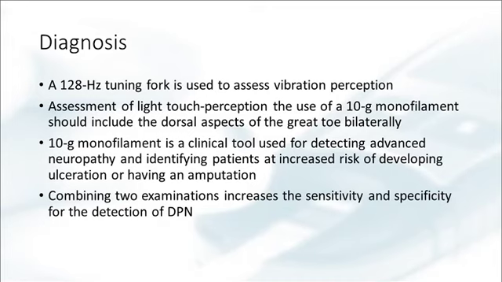The 10 gram monofilament is a clinical tool used for detecting advanced neuropathy and identifying patients at risk for developing diabetic ulceration or amputation, and that is primarily why it's one of the tests that we use in diabetic foot disease. Combining two examinations increases the sensitivity and specificity of detecting diabetic peripheral neuropathy.